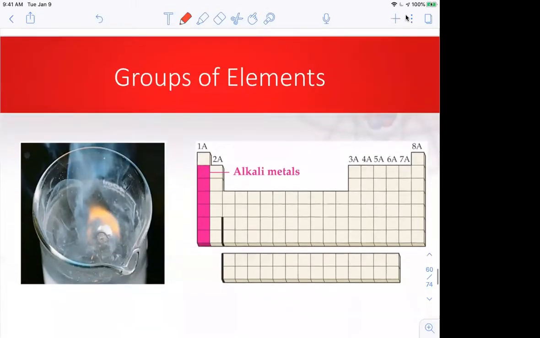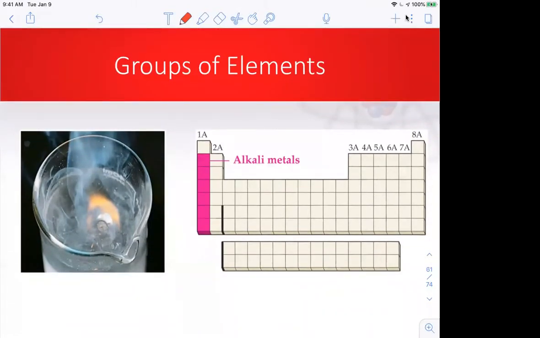Now, let's look at individual groups of elements. Group 1A, the first column, is called the alkali metals. So group 1A, not including hydrogen.